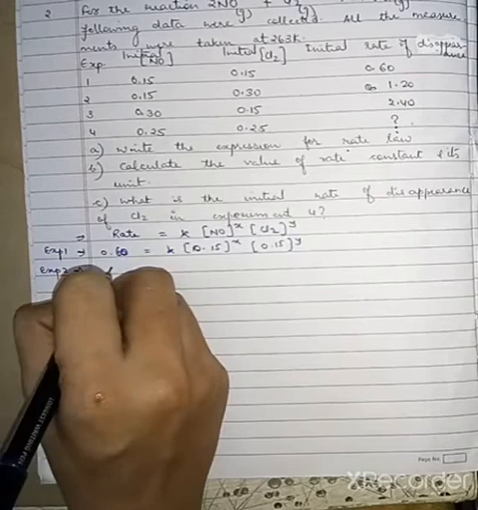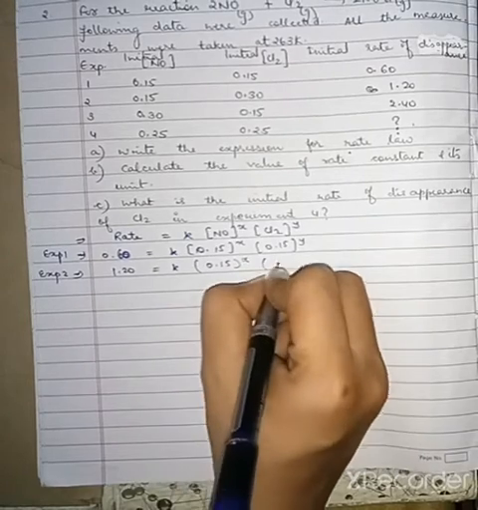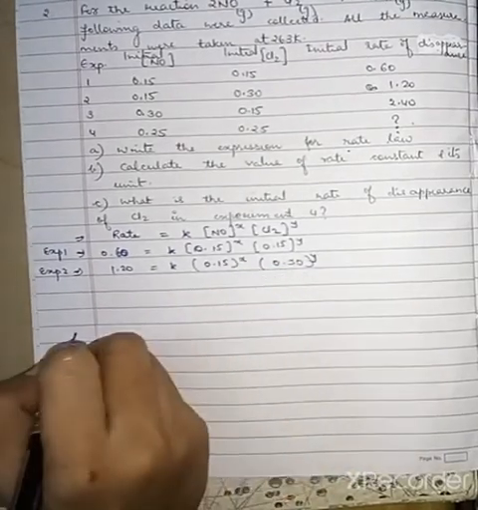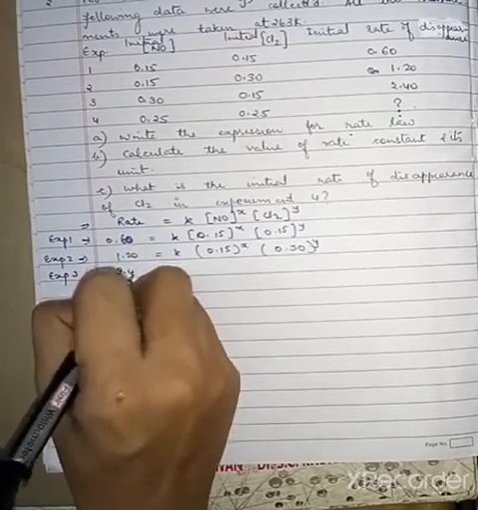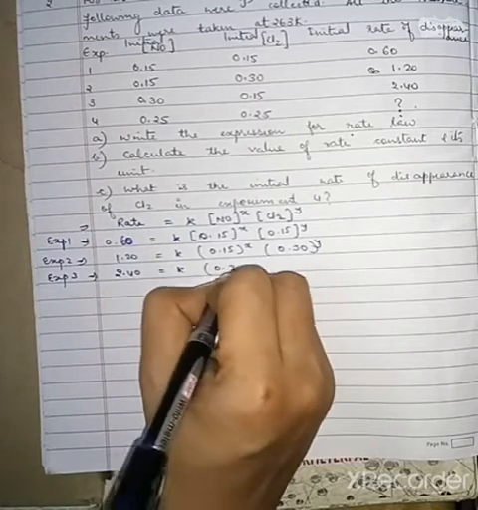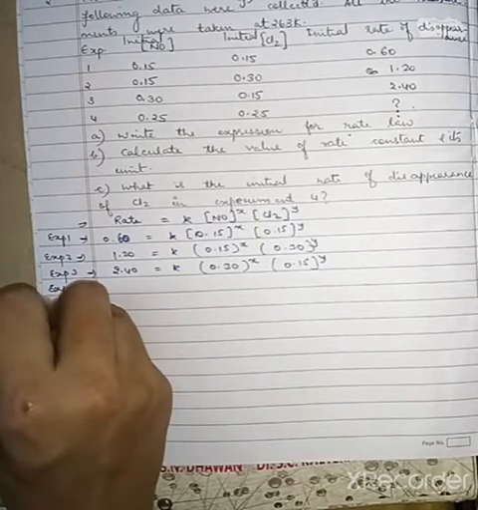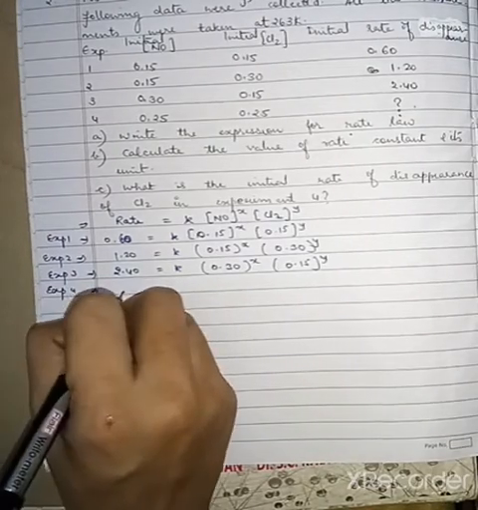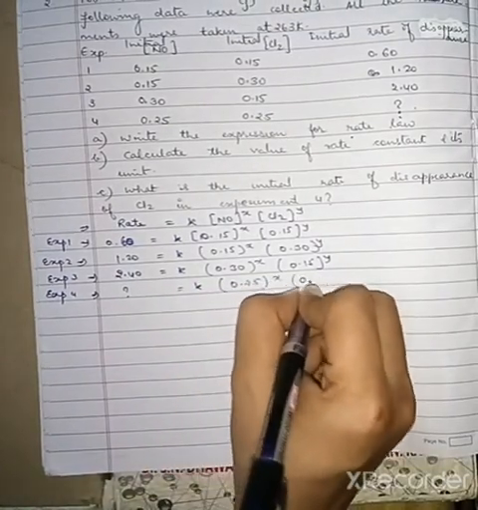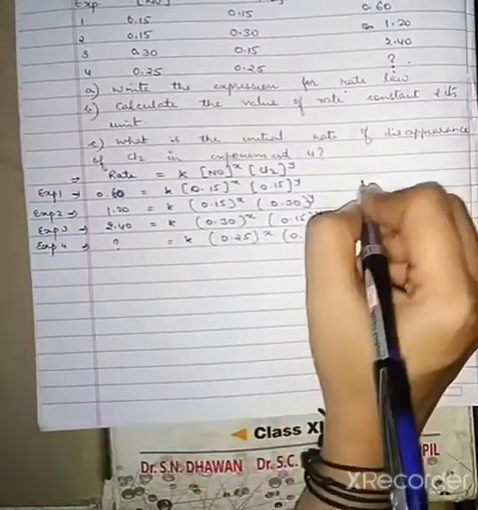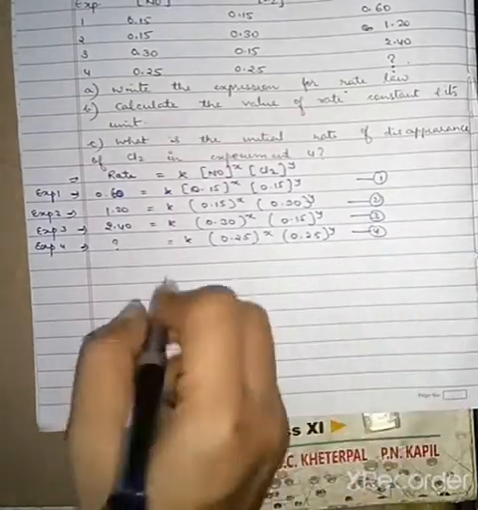Experiment number 2 we write as 1.20 is equal to K, 0.15 to the power x, 0.30 to the power y. Experiment number 3 we can write as 2.40 is equal to K, 0.30 to the power x and 0.15 to the power y. In experiment number 4 I don't know the rate, it is blank: K, 0.25 to the power x and 0.25 to the power y.